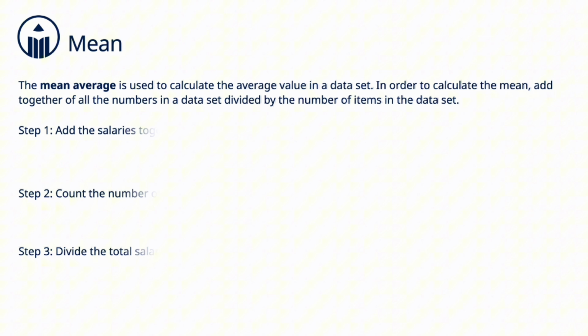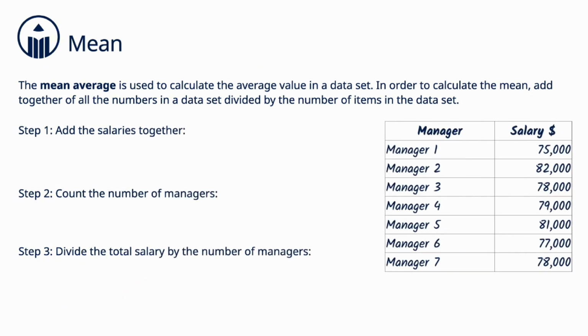In order to calculate the mean, you must add together all of the numbers in a data set and then divide the answer by the number of items in the data set. We will use the example of a business analysing the salary data of its 7 managers. The first step is to add the salaries together. 75,000 plus 82,000 plus 78,000 plus 79,000 plus 81,000 plus 77,000 plus 78,000 gives us a total of $550,000.